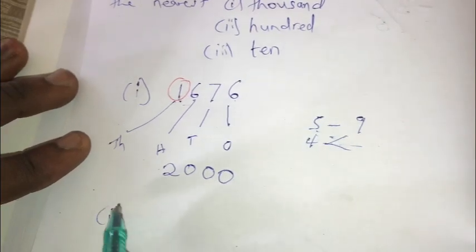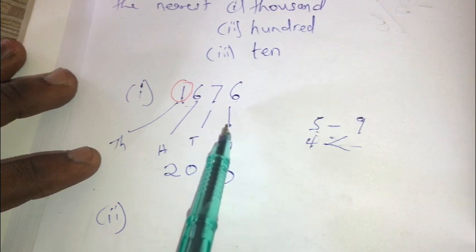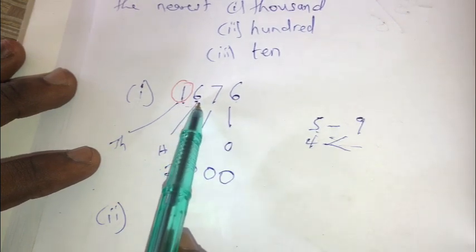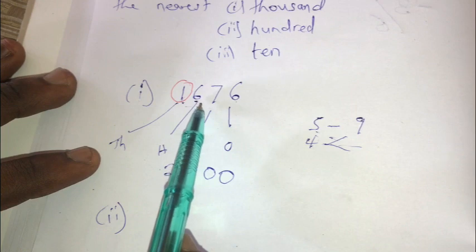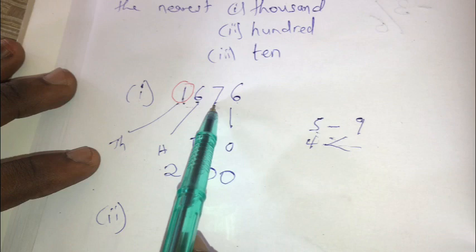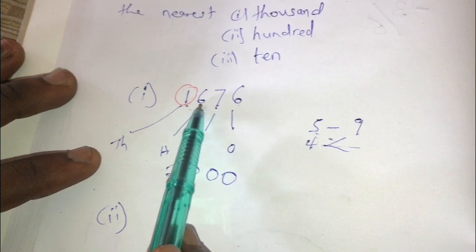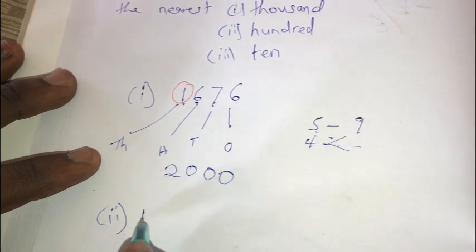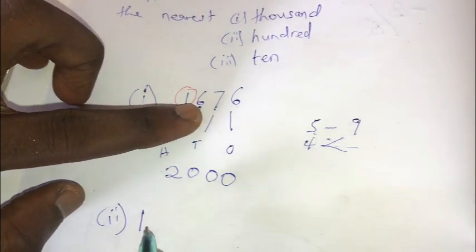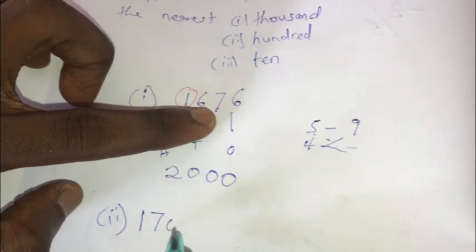Then second one, to the nearest 100. Which number is in the 100 position? That's 6. And when we check the number after the 6, which number is there? It is 7. 7 is also more than 5. So what will happen to the number in the 100 position? It will change towards 7. That's we are going to add 1 to it. So you start with the 1 here, then 6 will turn towards 7, and the rest of the numbers become 0.